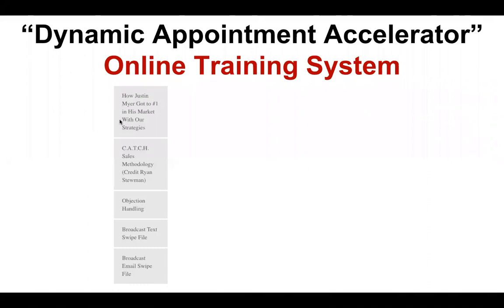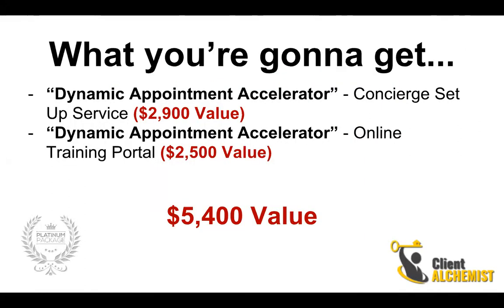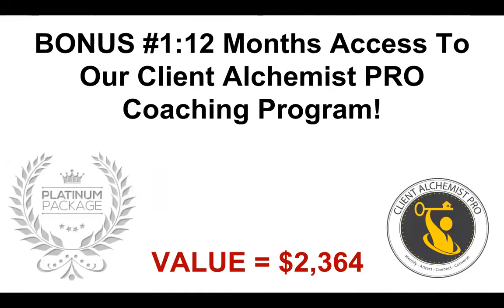His team last year did over 300 transactions. And their team's primary means of growing their business from their not met folks is our process, the Dynamic Appointment Acceleration process. So you're going to get the concierge setup and the online training portal outlining and setting this up for you, a total value of $5,400.